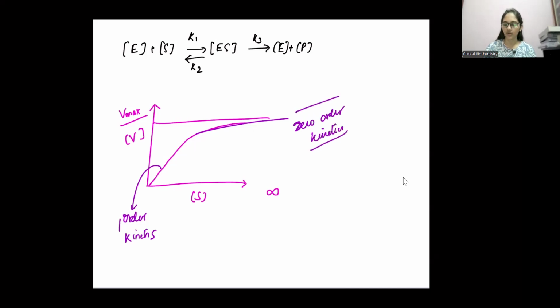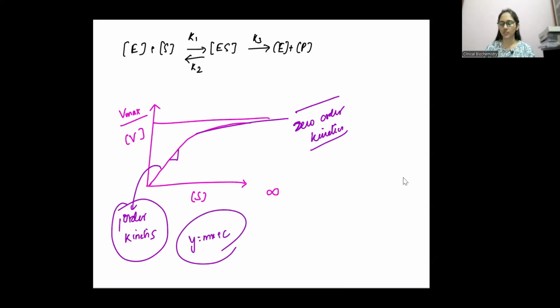For the linear order, you can denote this line using a straight line equation, that is y = mx + c, is it not? But here, when it falls to a plateau, with a very small increase in velocity with the increase in substrate concentration, how do you denote that? For denoting that, what we need is the Michaelis-Menten equation. So for this only, we will need the Michaelis-Menten equation. Is it fine?